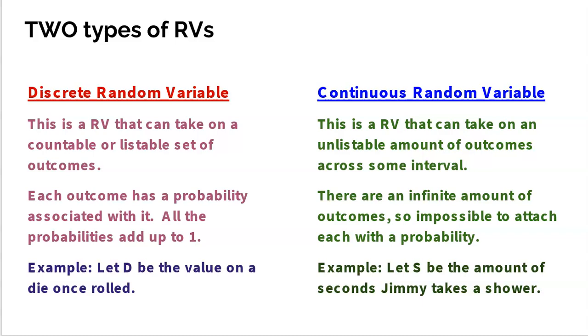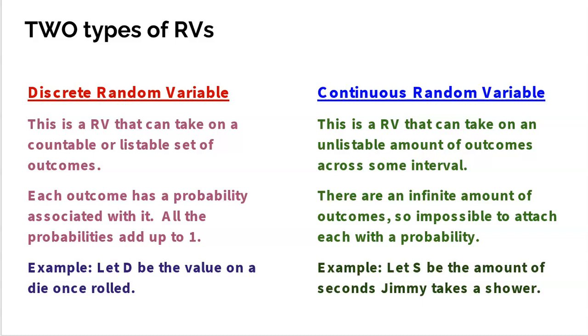So the most simple example of a discrete random variable is if we let capital D be the value of a die rolled once. And of course, the outcomes are 1, 2, 3, 4, 5, 6, and every one of those outcomes has a probability associated with it. The probability of rolling a 1 is 1/6, rolling a 2 is 1/6, rolling a 3 is 1/6, and so forth down the line. They all have the same probability of 1/6, and if you add them all together, you get 1.